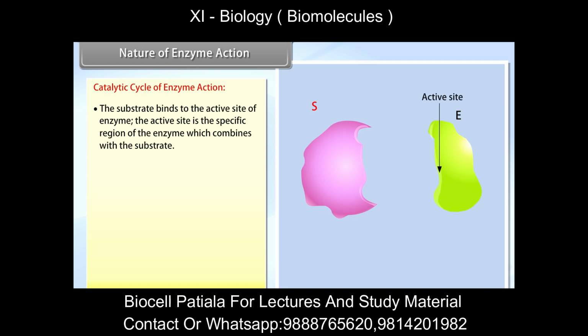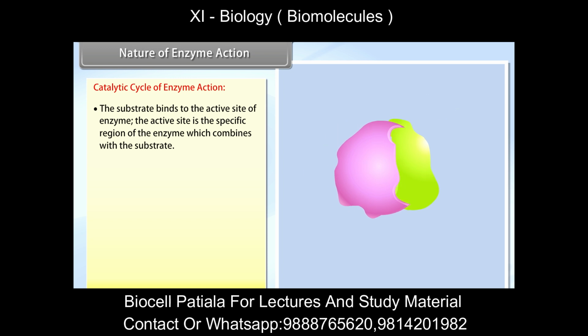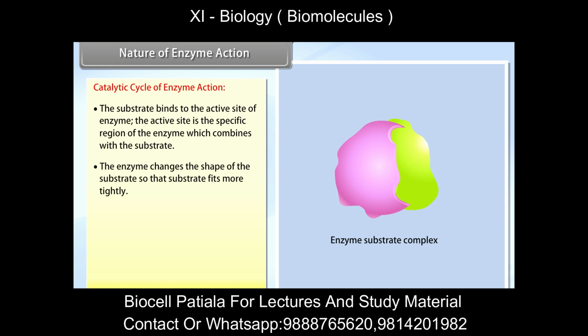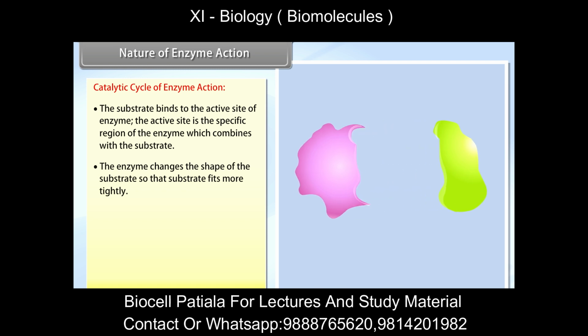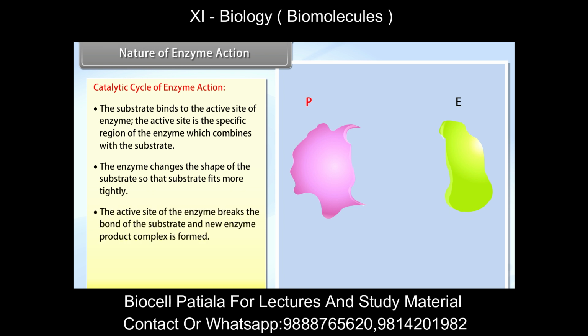The active site is the specific region of the enzyme which combines with the substrate. The enzyme changes the shape of the substrate so that the substrate fits more tightly. The active site of the enzyme breaks the bond of the substrate and a new enzyme product complex is formed. The enzyme releases the product and the enzyme is ready to bind another molecule.